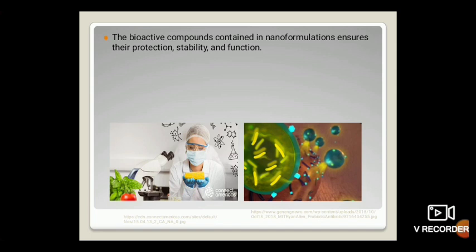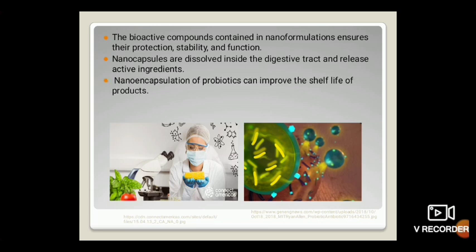The bioactive compounds contained in nanoformulations ensure their protection, stability and function. The bioactive compounds are actually lipids, carbohydrates, proteins, vitamins, antioxidants. Capsules are dissolved inside the digestive tract, which means they are biodegradable and release active ingredients like normal food. Nano-encapsulation of probiotics can improve the shelf life of products. So nano-encapsulated probiotics may also act as de novo vaccines.